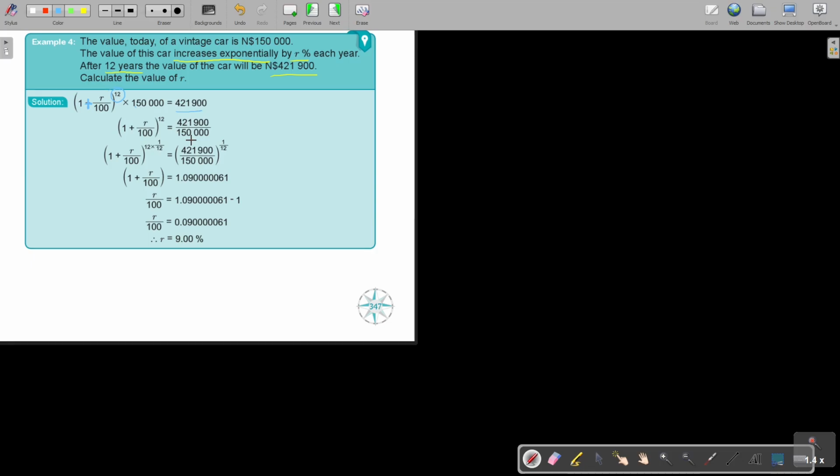So to get that to the power 1, I want to create a 1 there. I multiply with the reciprocal. And whatever I do on this side, I do on this side. So it was 12 over 1. So I multiply with 1 over 12. Multiply 1 over 12. And then I'm just pressing that on the calculator. And then I'm just solving.